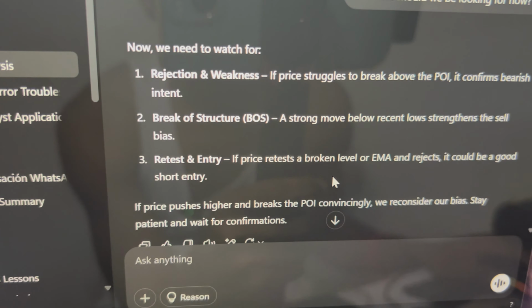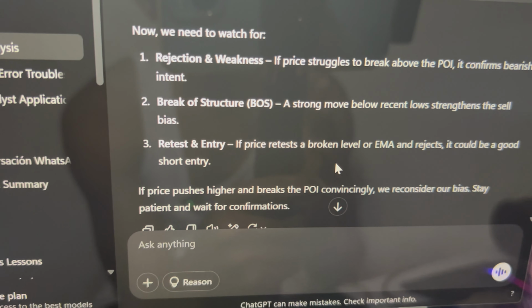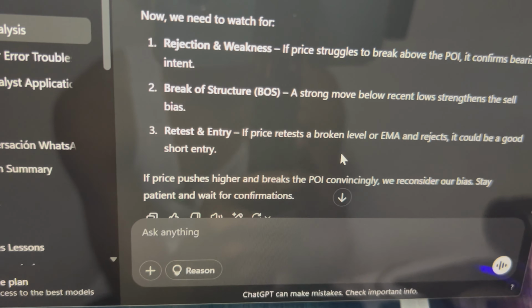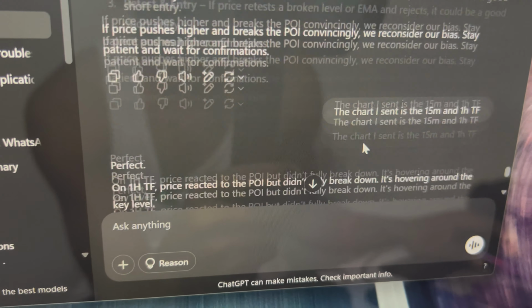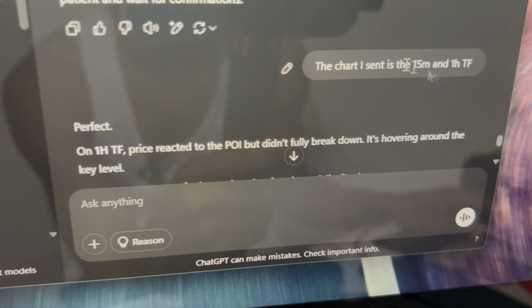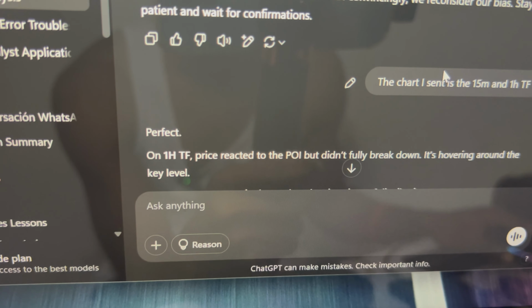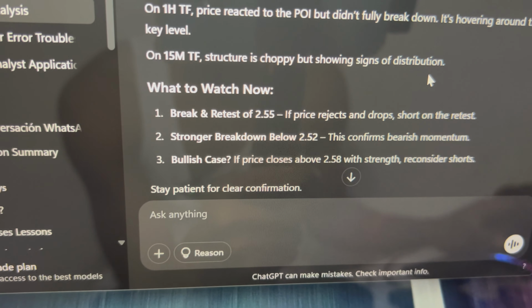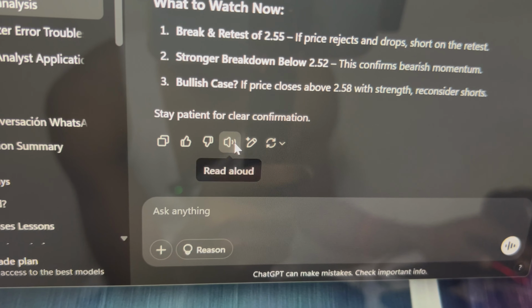So ChatGPT still didn't give us a direct order. Then I need to remind him that this is the 15-minute and one hour time frame. Like the chart I sent is the 15-minute and 1 hour time frame, so it can give us a direct order, because ChatGPT is the one handling everything here. And this is what he has to say.